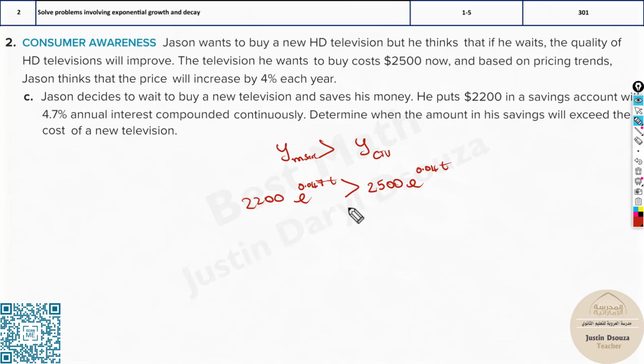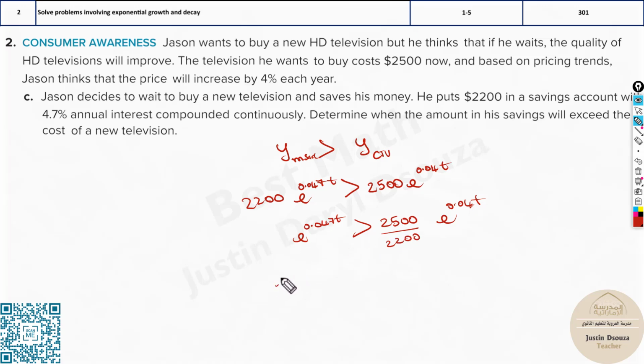But before that, let's simplify as much as we can. I'll take this 2,200 to the other side. You're left with e to the power 0.047t greater than 2,500 divided by 2,200 e to the power 0.04t. Here you can put this in the calculator and get the answer, but let's do one or two steps, because steps are important, it's a written exam, isn't it?